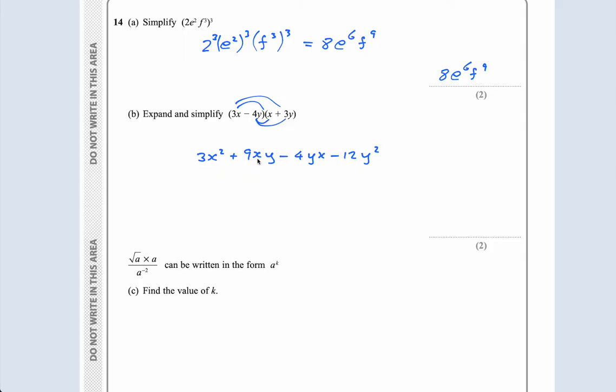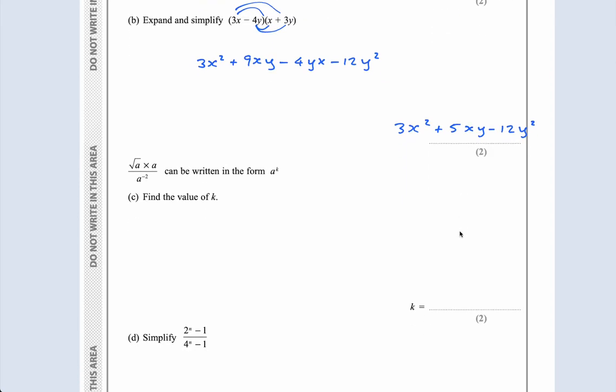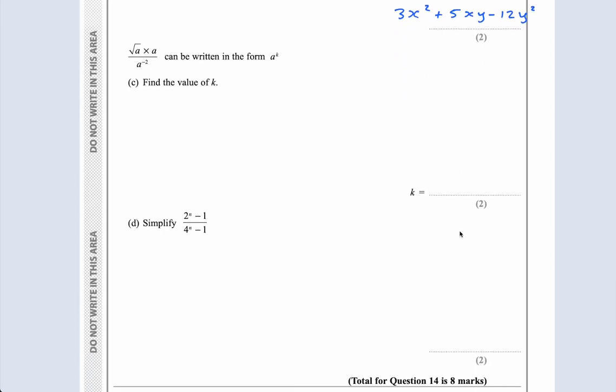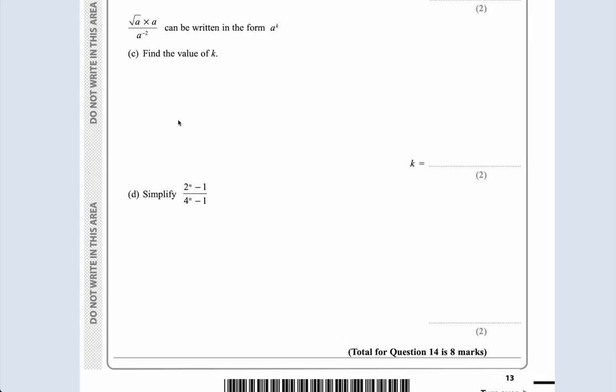We have to simplify. These two terms are like terms because it's 9xy and minus 4yx, which is the same thing. xy and yx are the same thing. So this becomes 3x squared plus 5xy minus 12y squared. 5 because 9xy minus 4xy is 5xy. Next question. This is going quick, guys. Not that it's easy.